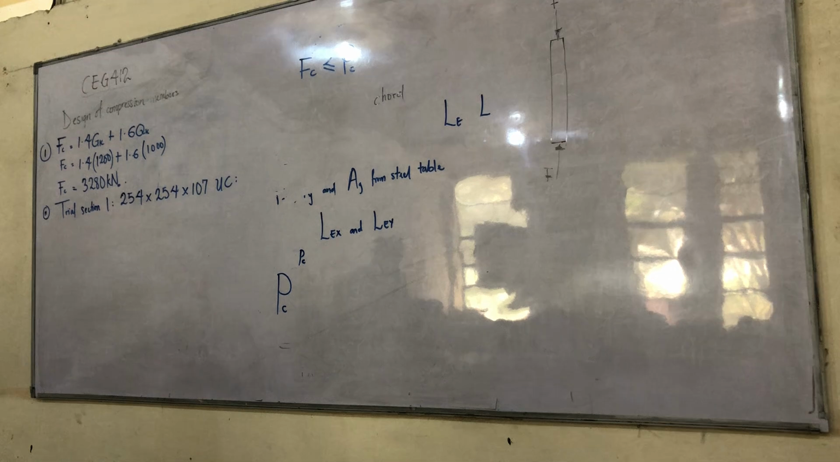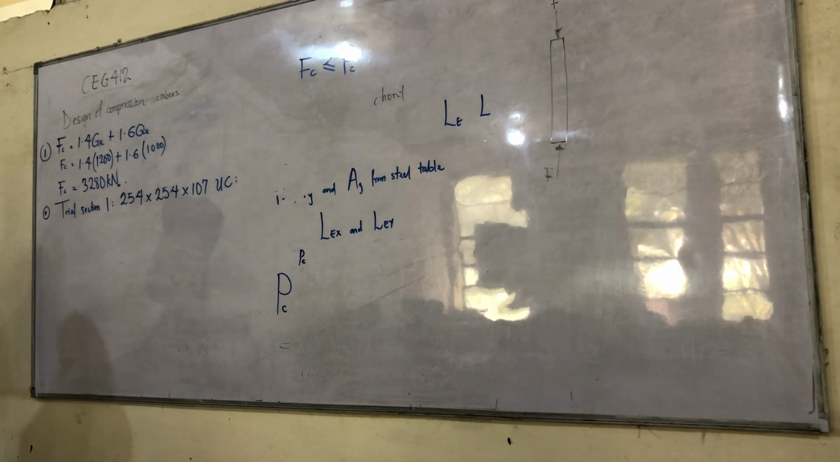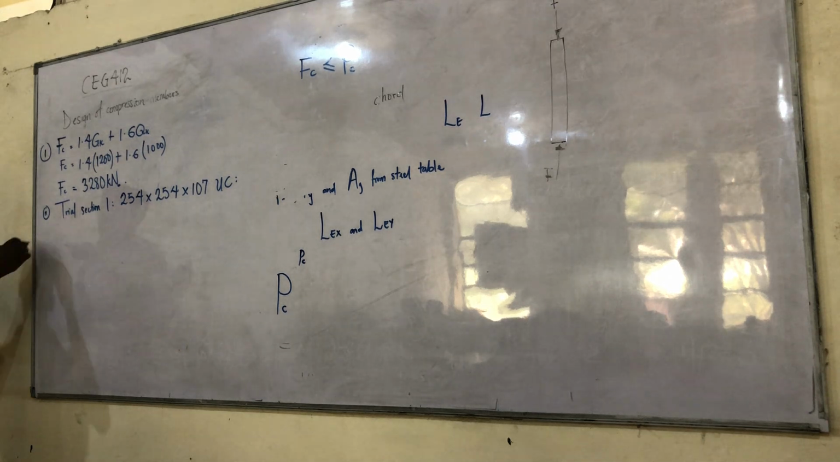Good. Now, I said I will not classify. So what's step 3? Step 3, determine Rx, Ry, and Ag from the steel table. What is step 3? This is a class. Please answer me as a class. Rx, Ry, and Ag from the steel table. So step 3.